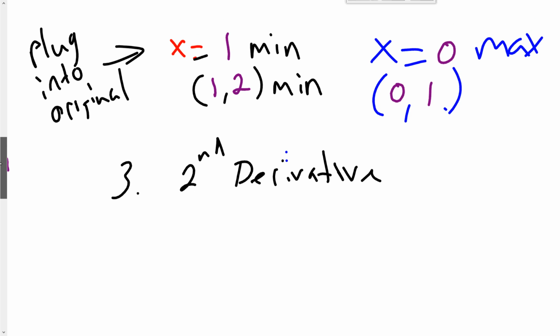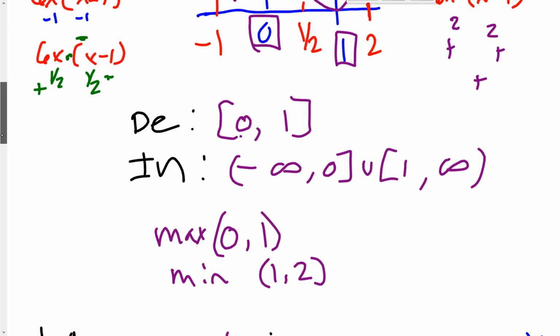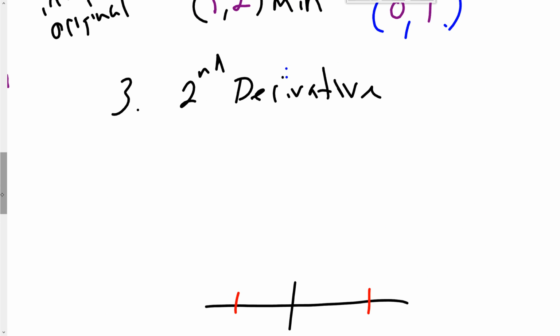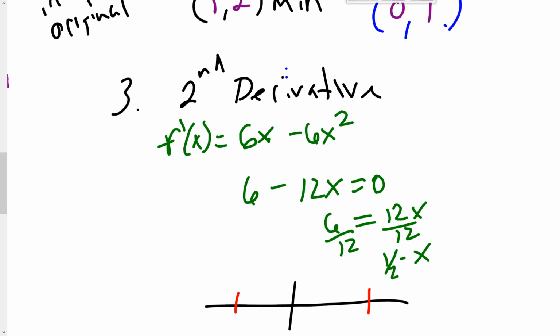Another way to find your maxes and mins is to take the second derivative. So we take the second derivative of the first derivative, which is 6x minus 6x squared, and we get 6 minus 12x equals 0. Add 12x to both sides, so x equals 1/2. We don't really need to set this equal to 0 for our second derivative test. The second derivative test is another way to find maxes and mins.